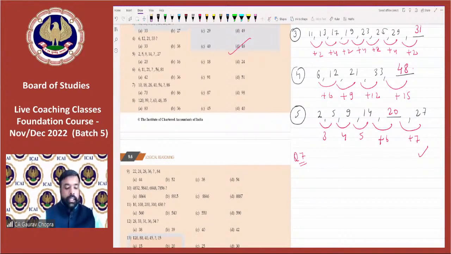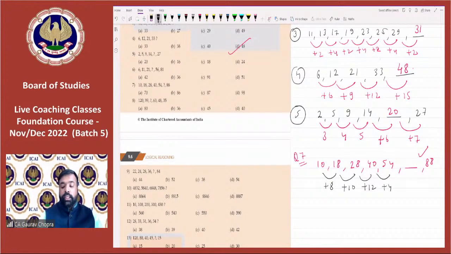Seventh is 10, 18, 28, 40, 54, dash, and then 88. So now this time we have to see what's the logic. Plus 8, plus 10, plus 12, plus 14. That means the next gap should be plus 16. So what is 54 plus 16? It is 70. And now we can verify with the last number. That means it should be plus 18 and we are getting 88. So our answer is correct. Perfect. So question number 7, the correct answer is 70. Option number A.